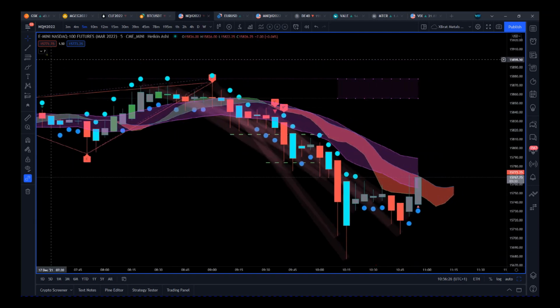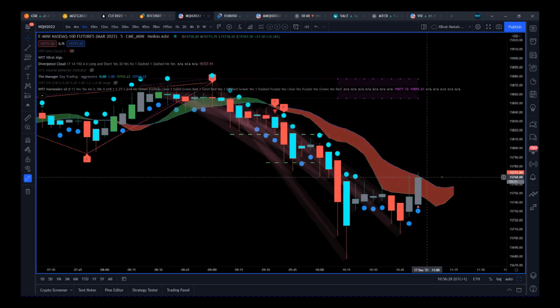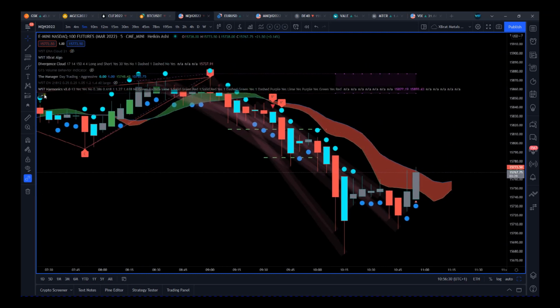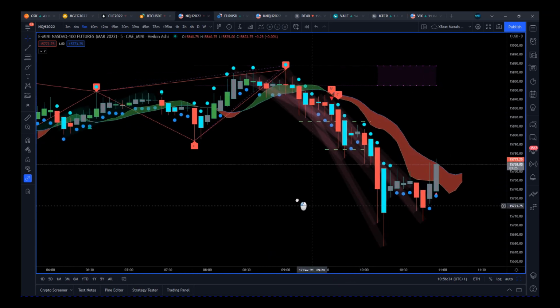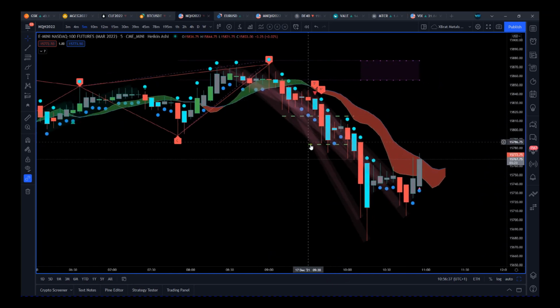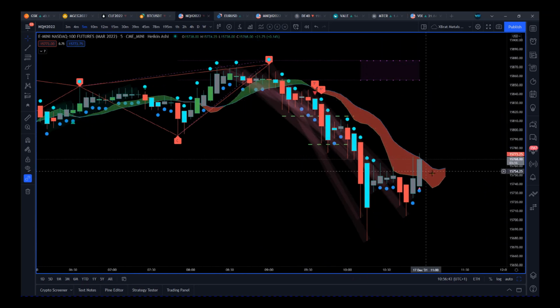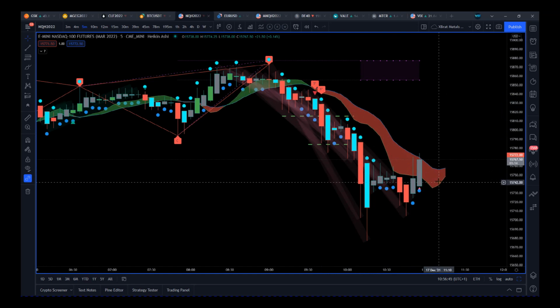Right now, I'm going to take the EMA cloud off, and I'm going to look at the manager. So the manager has kept us in this trade. We're risk-free now, and we are moving well. The manager has two things. It has this ribbon. The ribbon is red at the moment, so it's saying stay in.